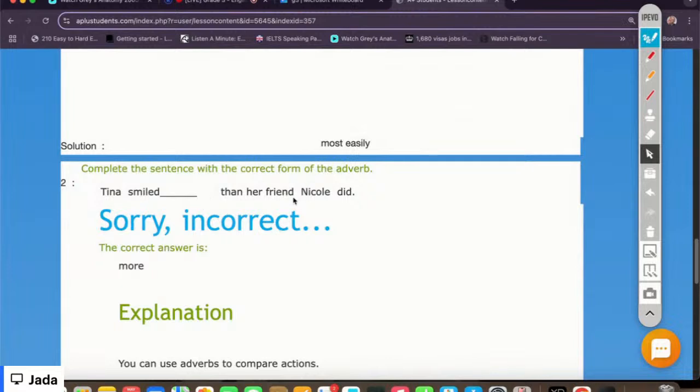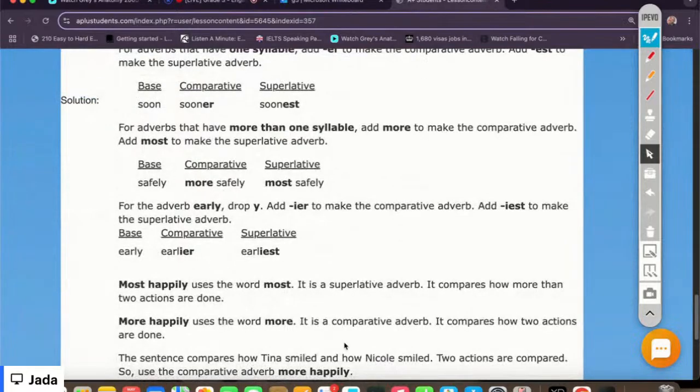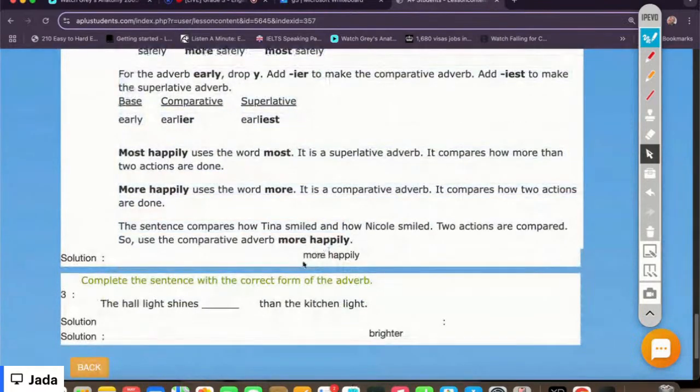Tina smiled dash than her friend Nicole did. Now you can see that Tina is being compared with her friend Nicole. So it's just two, right? So you would say what? More happily, because it's comparing just two people. Remember that for comparative, it's just between two and you would use more. The hall light shines dash than the kitchen light. So it's comparing between the hall light and the kitchen light, just two lights, okay? So we have what? Brighter. All right, that's it for our adverbs that compare.